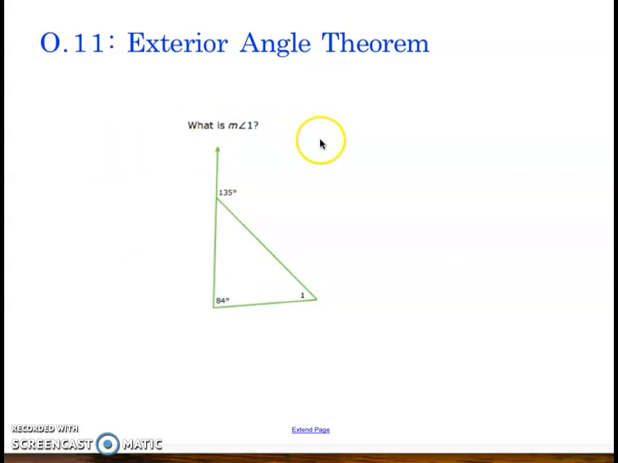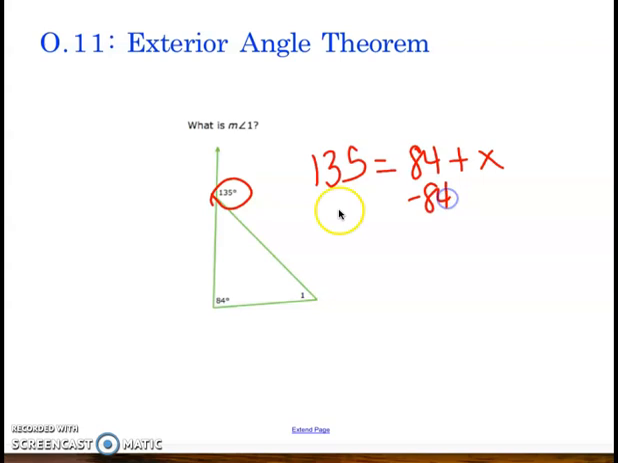The last topic I want to review is 8th grade 11, the exterior angle theorem. So remember that says the exterior angle, or the angle on the outside, is equal to the sum of the two opposite interior angles. So I just set my equation. I subtract 84 and I get 51. So x equals 51.